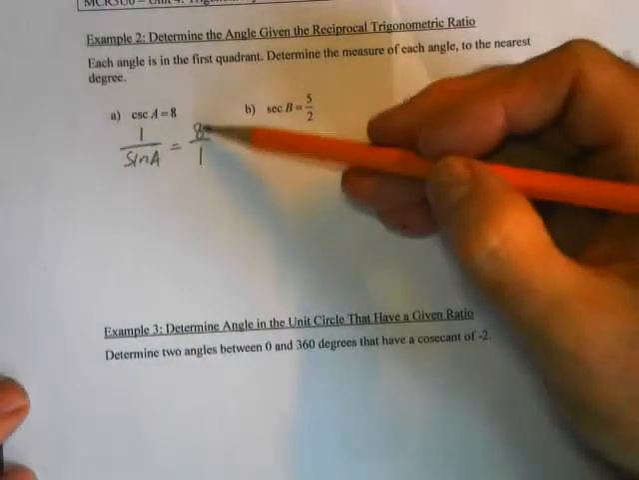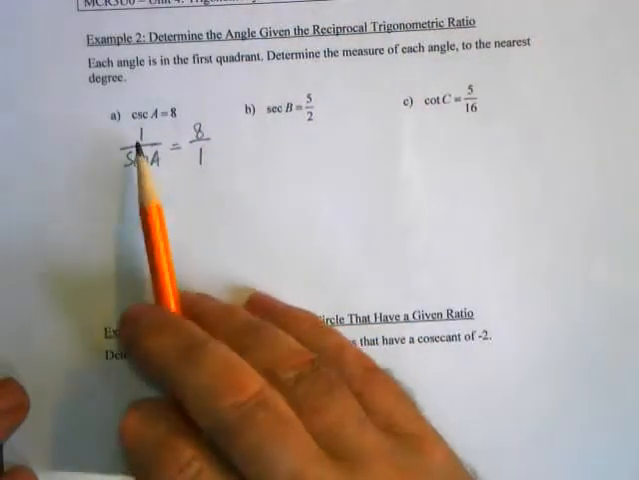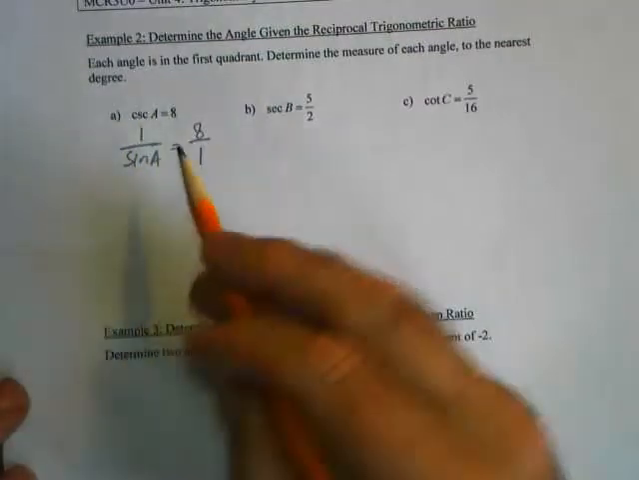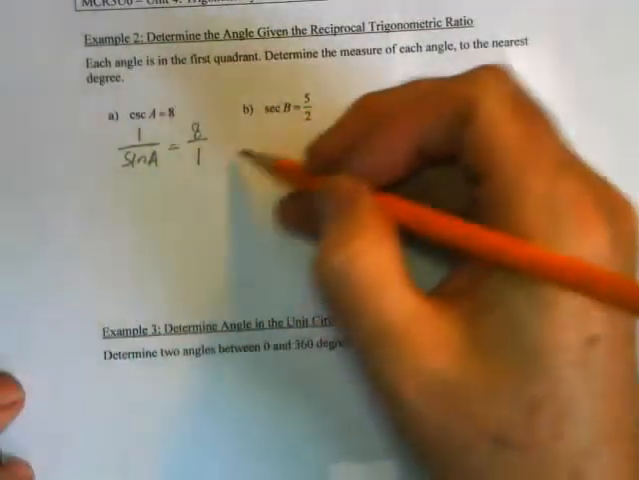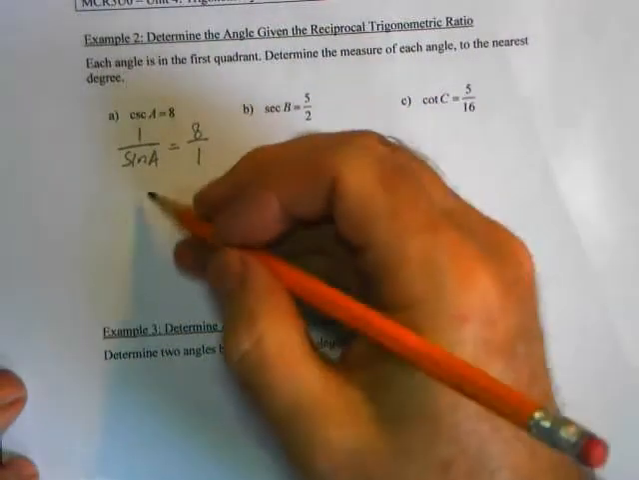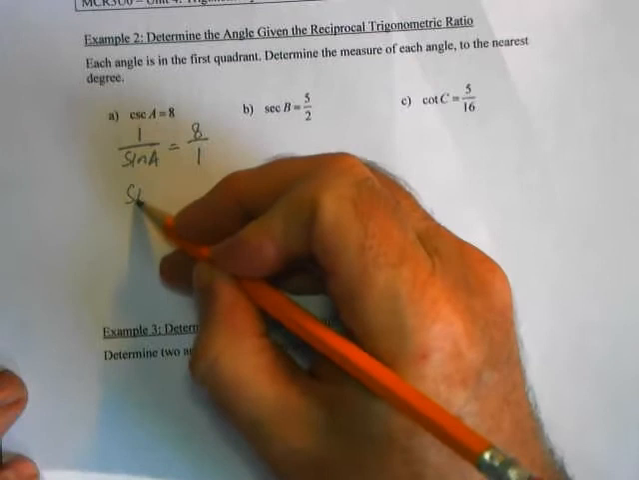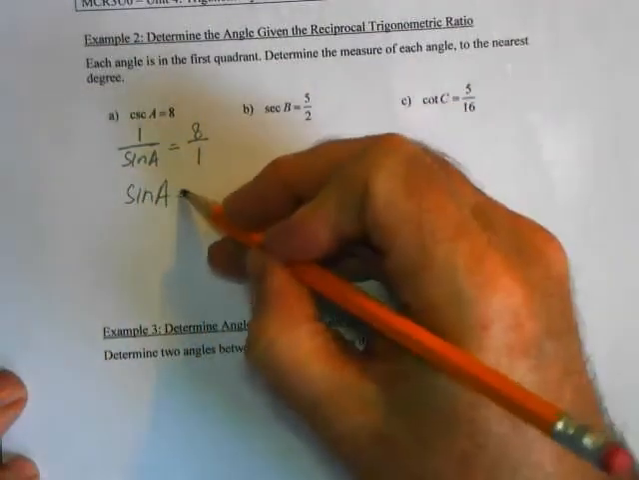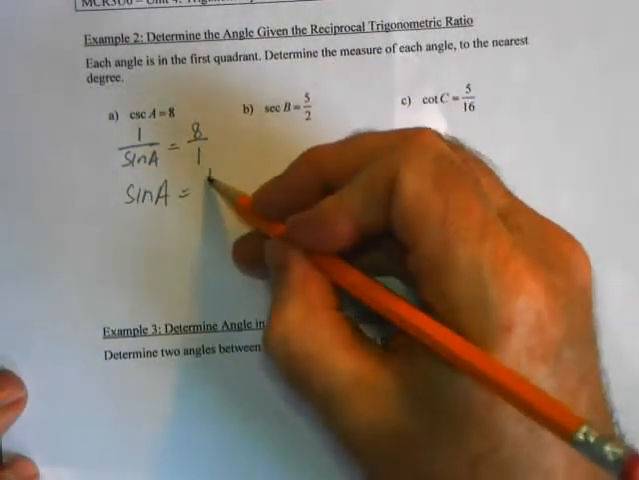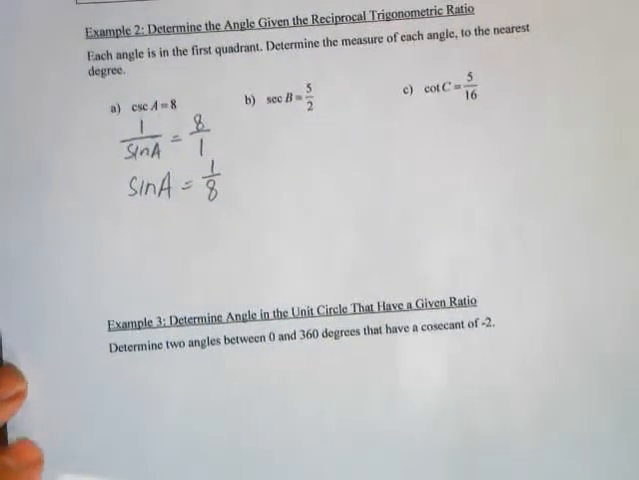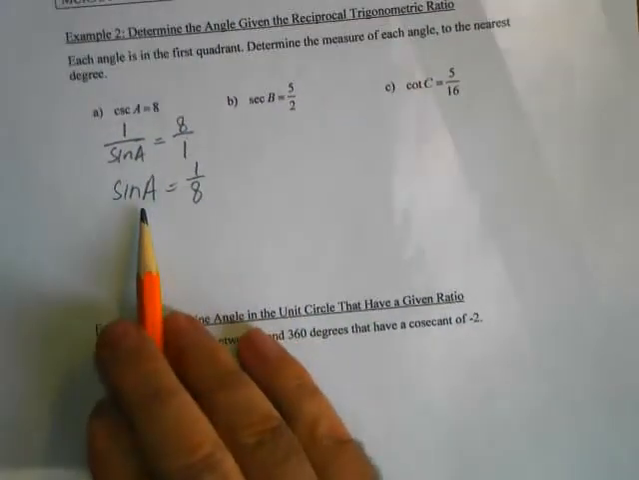take the reciprocal of both of these. So in other words, I'm going to flip both of these fractions. When I do that, the equation is still going to be equal. So when I take the reciprocal of that, I get sine A. And when I take the reciprocal of 8 over 1, I get 1 over 8. Okay? And now I've got the equation written in the form that I can actually use the calculator for.